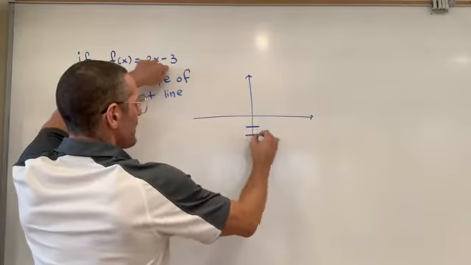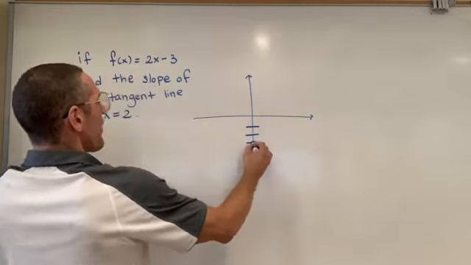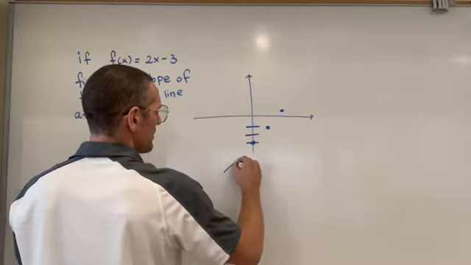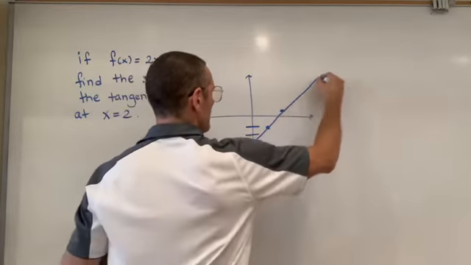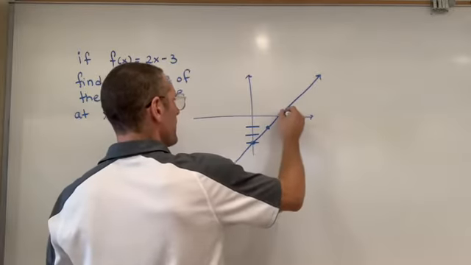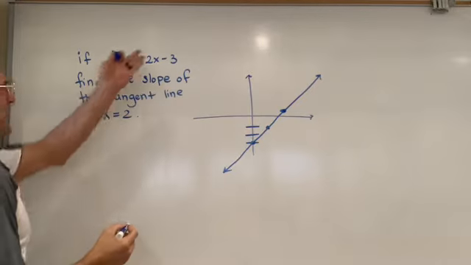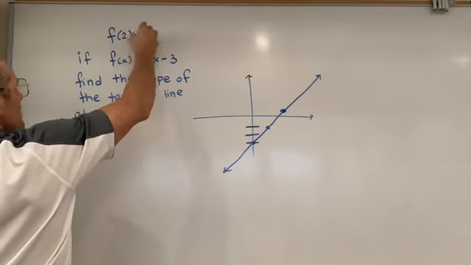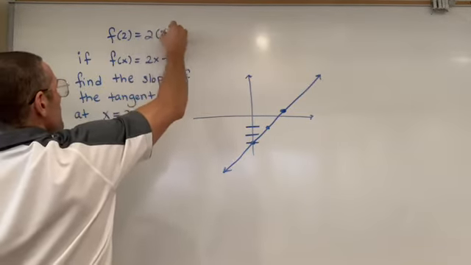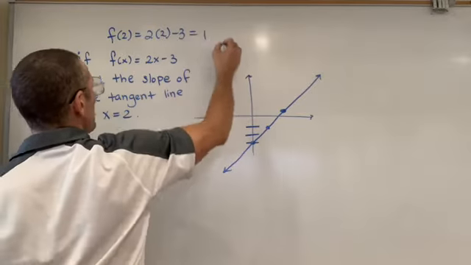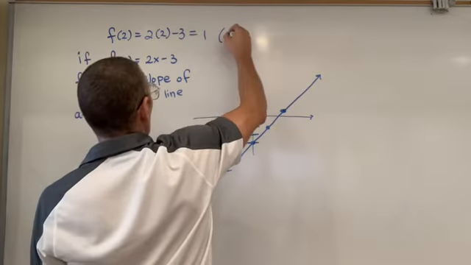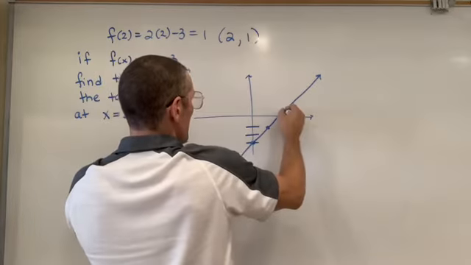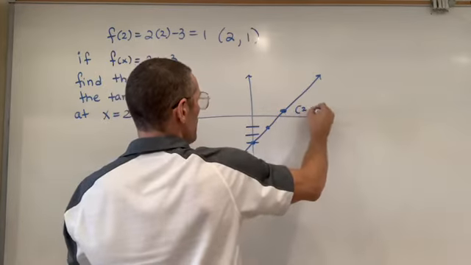Y-intercept of -3, slope of up 2 over 1, up 2 over 1. So here is my graph. And the point here is what's happening when x equals 2. The function value when x equals 2 is 2 times 2 minus 3, which is 1. This tells me my xy point is x is 2 and y is 1. So there it is. Our point is (2, 1).